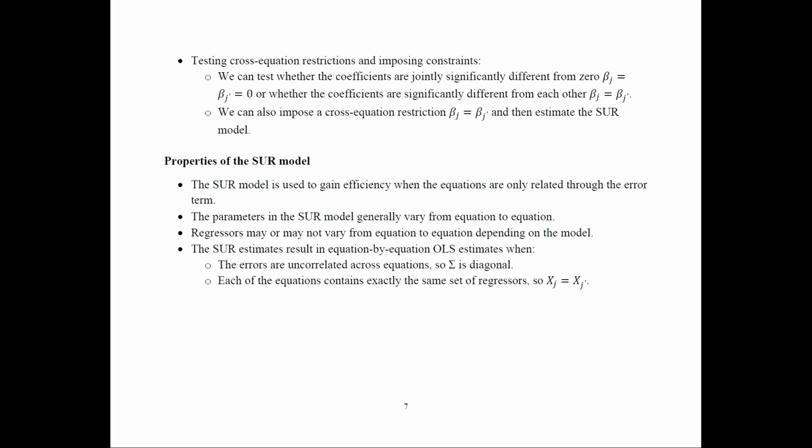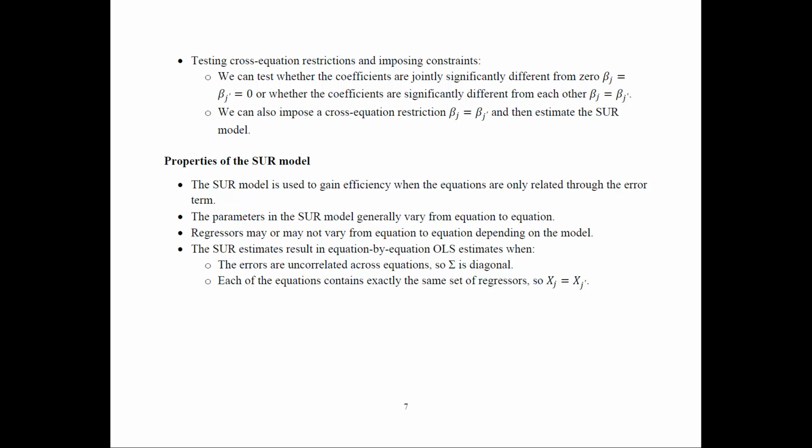One thing that we can do also when we're estimating these systems of equations is that we can test cross-equation restrictions and we can impose constraints. So we can test whether coefficients are jointly significantly different from 0. And notice that here we have coefficients beta_j and beta_j prime equal to 0. These two are coming from different equations. They're not the coefficients within a given equation, which of course you can do, but they're coming from different equations. And whether these coefficients are significantly different from each other, but not necessarily significantly different than 0. Once we do these tests, we may find that they're not significantly different from each other, so we can impose cross-equation restrictions and then estimate the SUR model.